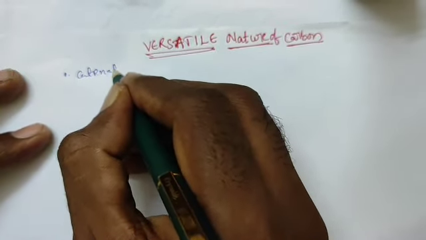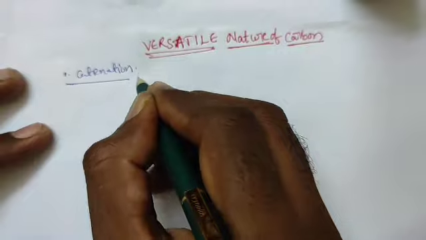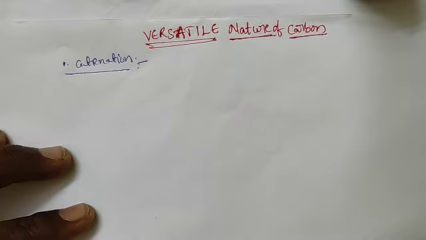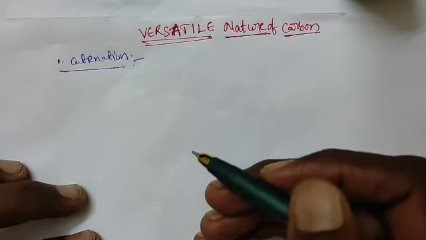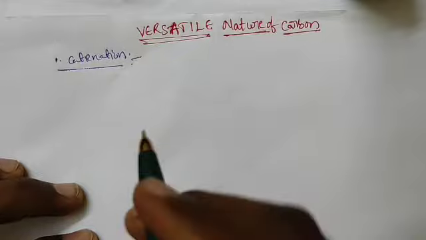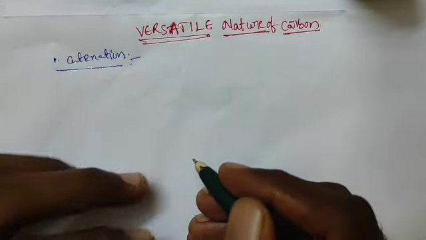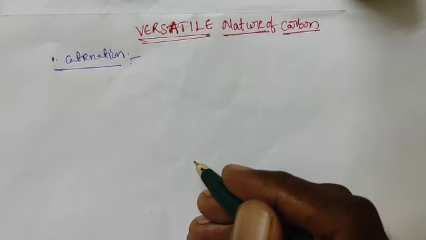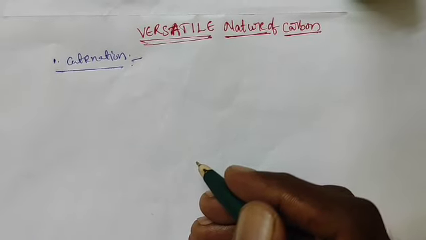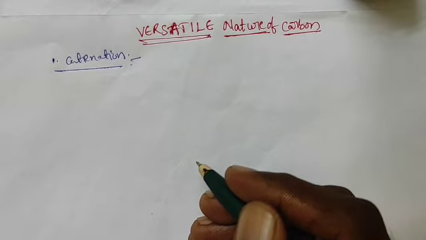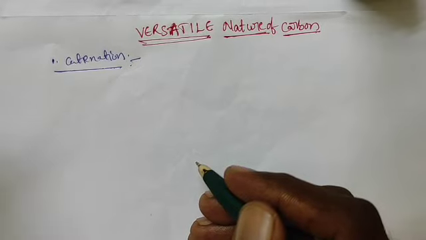So catenation, what is catenation? Catenation means the property of the carbon element due to which its atoms join or link with one another to form large carbon chains. This is called catenation.